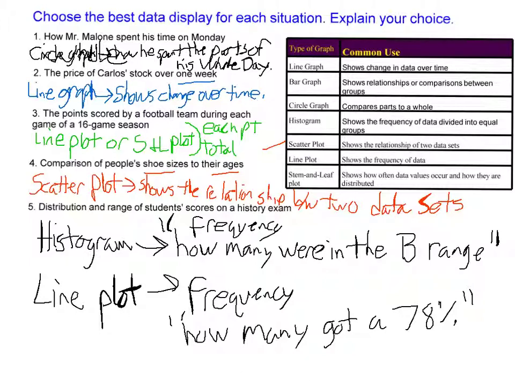So these are all good, and they're not always black and white, but again, keep these keywords in mind when you make your choice, so that you'll be able to defend your choice. Do the practice problems and bring any questions you have to class tomorrow.